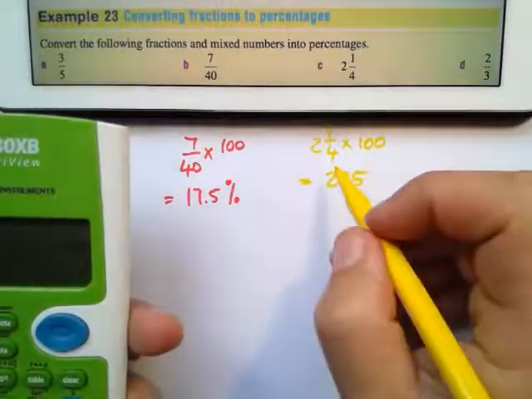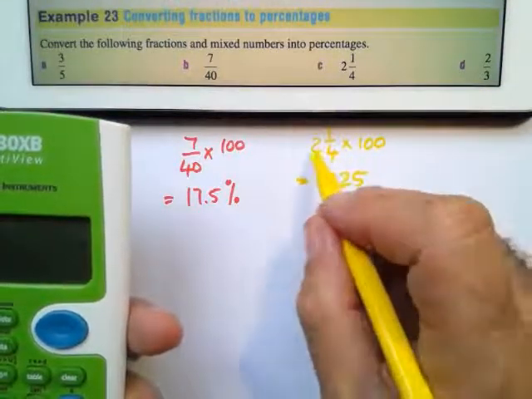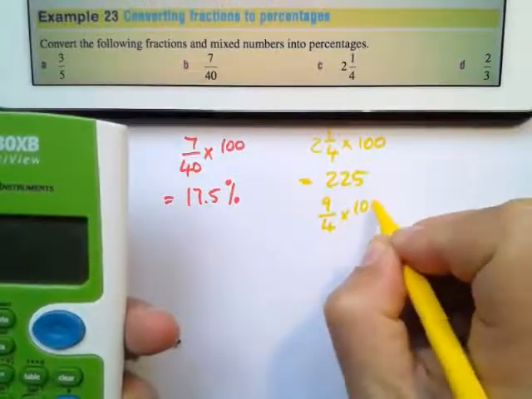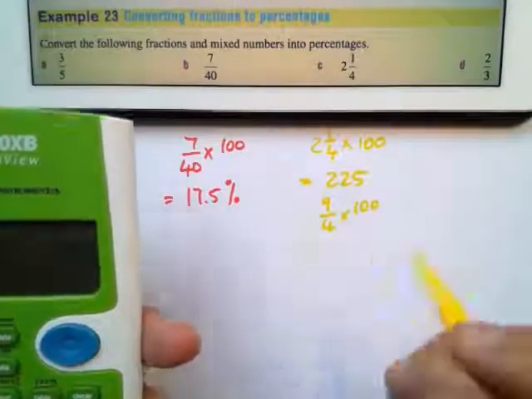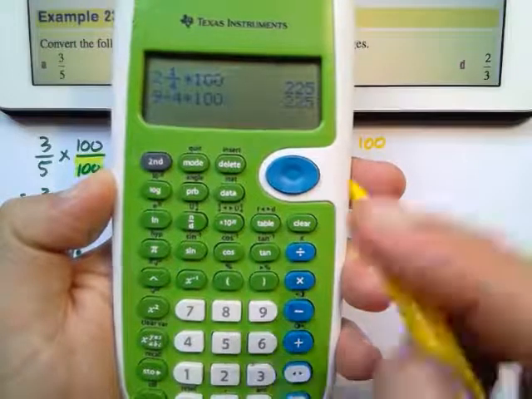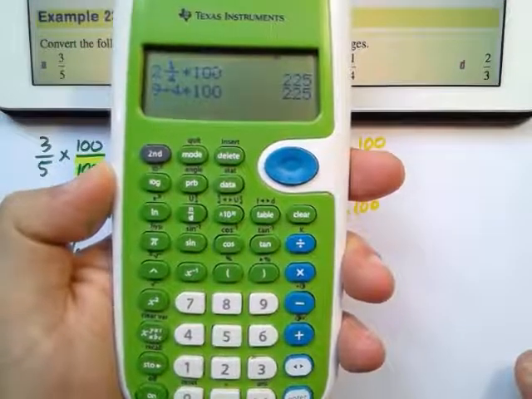The other way of doing that is to say 4 times 2 is 8. 8 plus 1 is 9 over 4 times 100. So that will be 9 divided by 4 times 100, which will give us exactly the same answer.